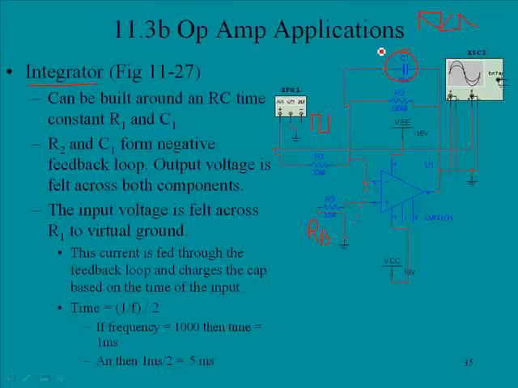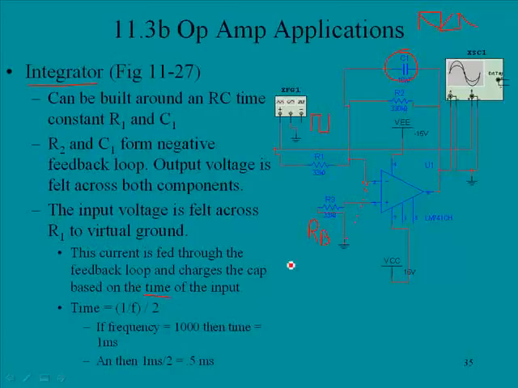Okay, a few things that we need to consider here. We looked at R1 and C. The input voltage is felt across R1 to ground. We talked about that. The current is fed through the feedback loop and charges the cap based on the time of the input. Okay, this is an important thing, based on the time of the input. So we have to calculate what is the time.